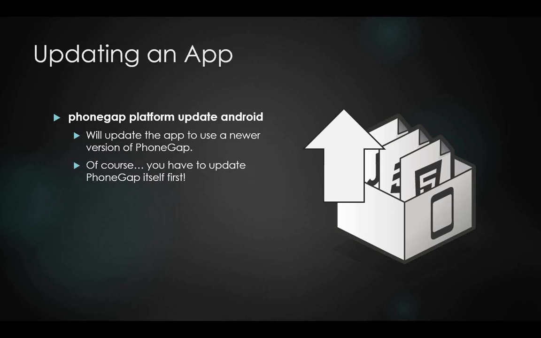So updating an application, we already talked about how to update PhoneGap itself when we talked about installing PhoneGap. So if you've already got applications and you want to upgrade them to a newer version of PhoneGap, then you just go in there and say phonegap platform update, and then just say what particular platform you want to update.